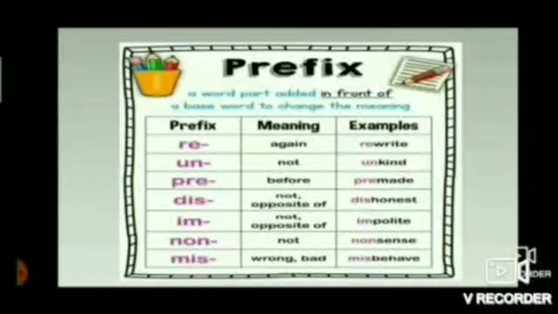Example for it, dishonest. Next one, im. Im means not or opposite of. Impolite is the example for it. Next we have non. Prefix non, N-O-N, non. Meaning of it is not. Example, nonsense. Here we have the last prefix, mis. Meaning of it, wrong or bad. Example for it, misbehave.